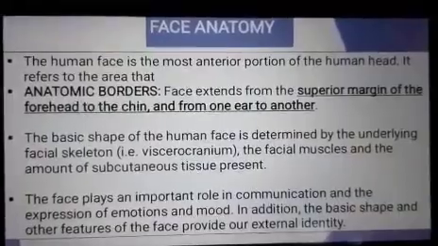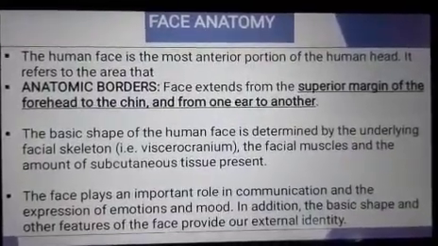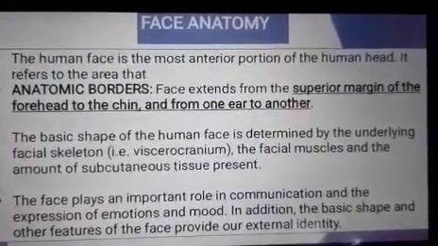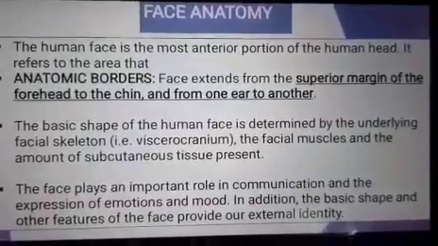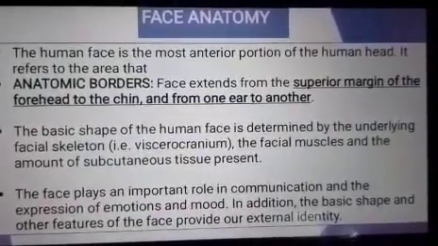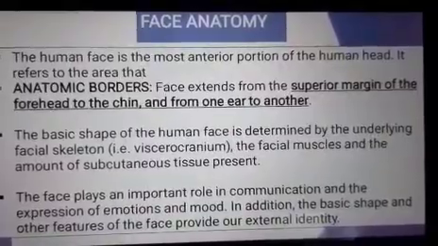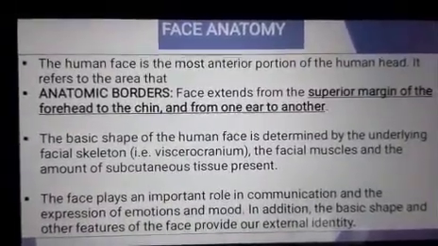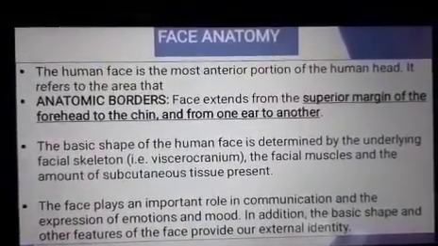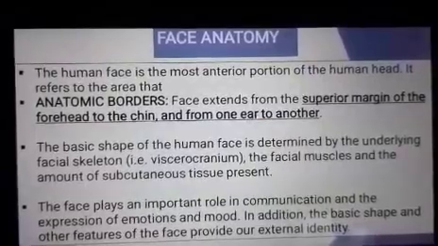Now talking about the face anatomy, the human face makes up the most anterior portion of the human head. And if we talk about the anatomical borders, it runs from the superior margin of the forehead down to the chin and from one ear to another. Now, the basic shape of the human face is determined by three things, which include the facial skeleton, the facial muscles, and the tissues present underneath.